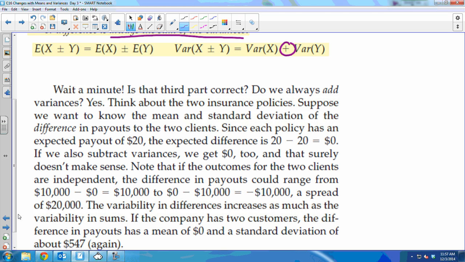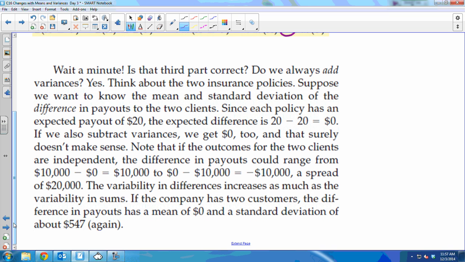So you have to add the variances, all right? The variability in differences increases as much as the variability in sums. So you're still increasing even when it says minus. Does that help a little bit? Okay. Something you have to remember.